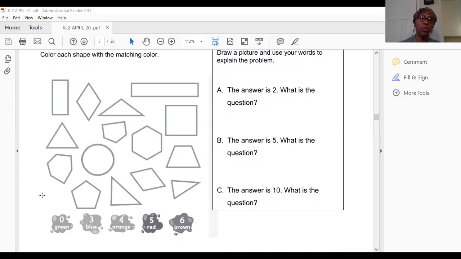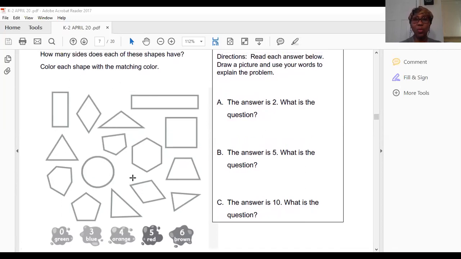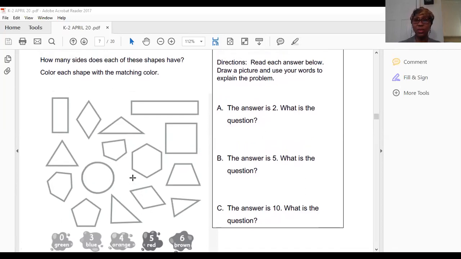Guess what color you're going to draw this shape? You're going to draw it orange. You're going to color it orange, okay? So that means if you have a shape that has 5 sides, you're going to color it red. If it has 6 sides, it's brown. If it has no sides, we know which one that is, right? You're going to color it green. I'm not going to tell you. You can go ahead and rewind this tape as many times as you need to.